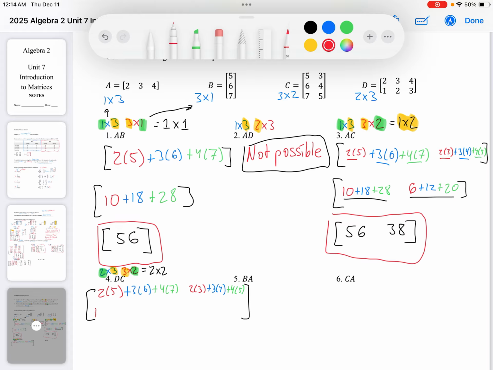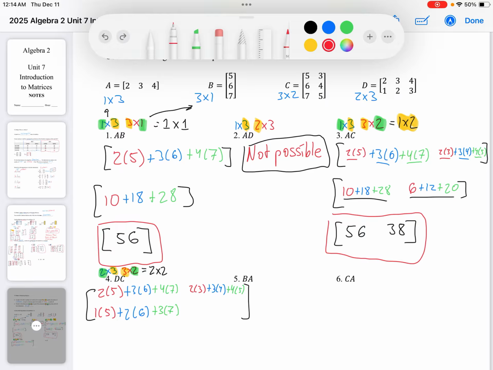We'll take the 1 from D times the 5 from C, then the 2 from D times the 6 from C, so plus 2 times 6, and finally the 3 from matrix D times the 7 from matrix C. So this would be plus 3 times 7. And then we will take those same numbers from D, this second row, times the second column of matrix C.